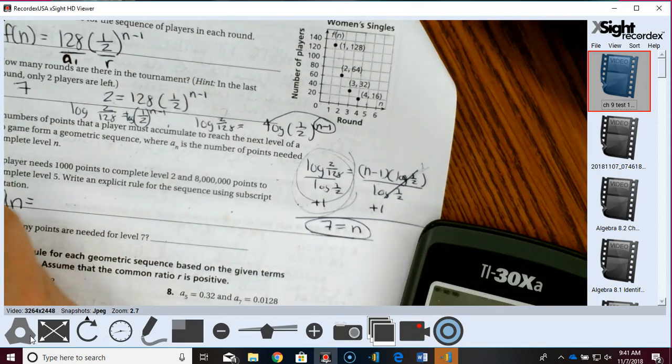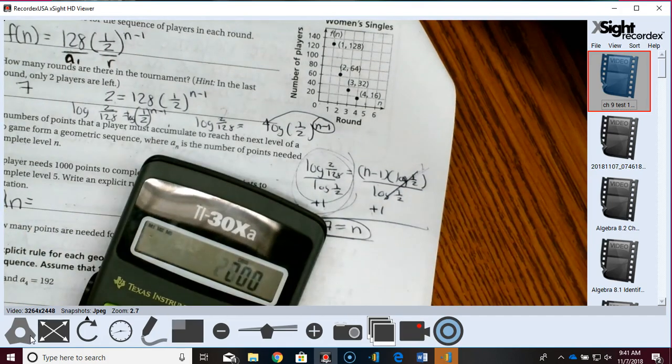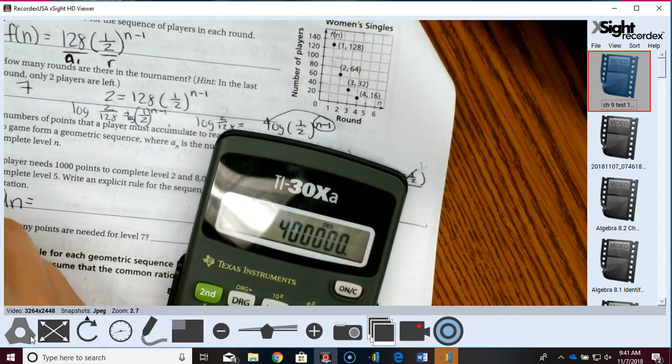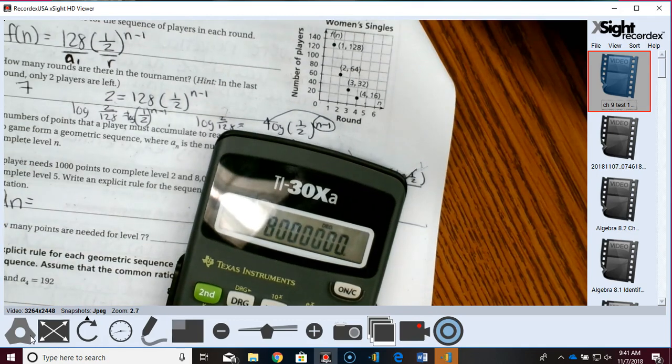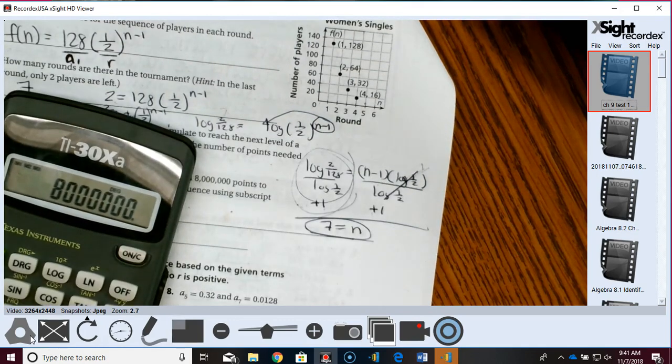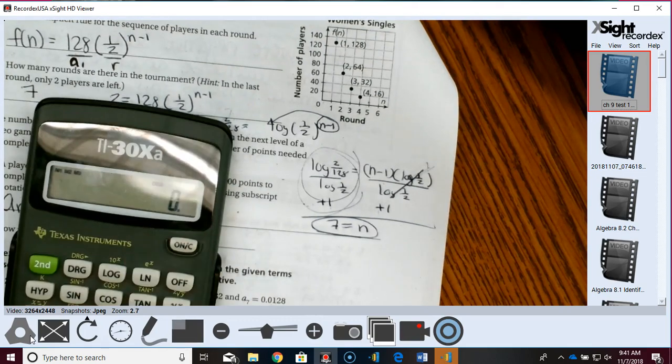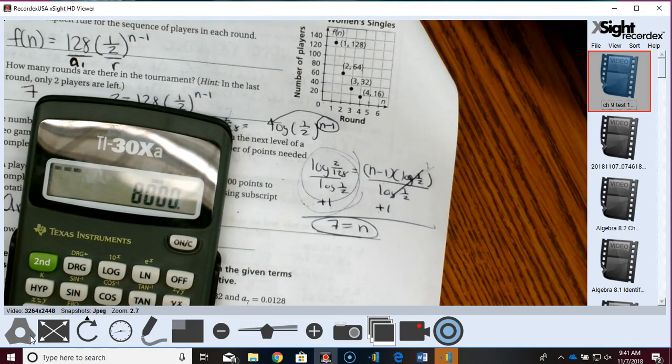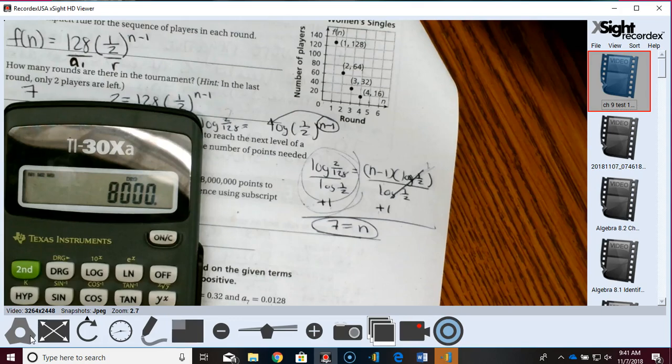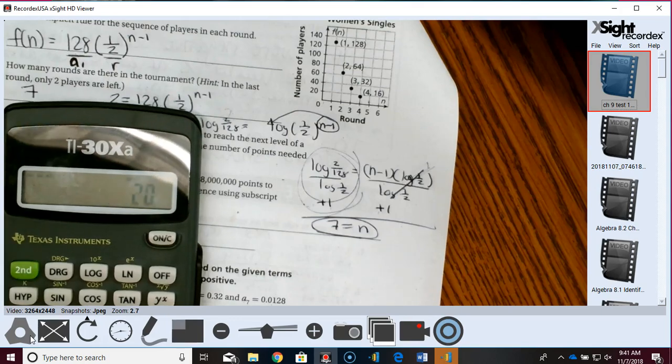1,000 times 20 is 20,000. 20,000 times 20 is 400,000. 400,000 times 20 is 8 million. So how I did this is I did 8 million divided by 1,000, and I got 8,000, right? This was 8,000, and I had to multiply it by something 3 times, so I took the cube root, and that's how I did it.